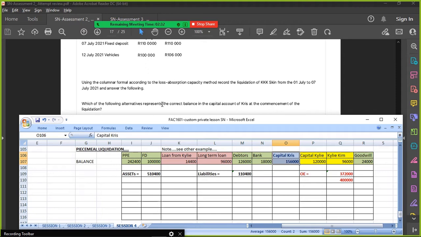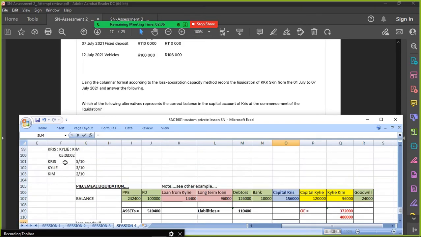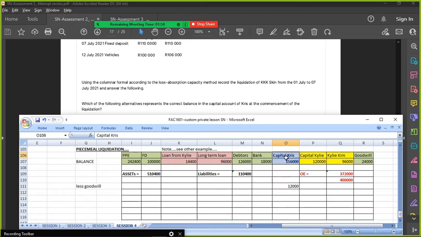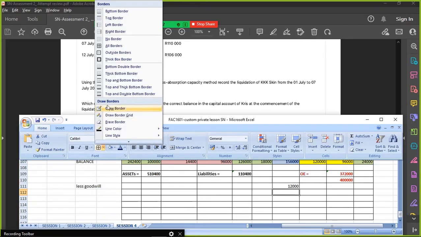Before the commencement of the liquidation means the goodwill needs to be allocated. Goodwill, remember, is an asset, but an asset only if the partnership continues to operate. So you need to remove goodwill, because goodwill doesn't exist if the partnership closes. So goodwill is going to decrease the capital for each partner, and each partner is going to get a share. How much does Chris get? Chris gets a half, 5/10, so goodwill times 50%. So 12 is going to come out of Chris's capital. We're going to have to show that as a total.